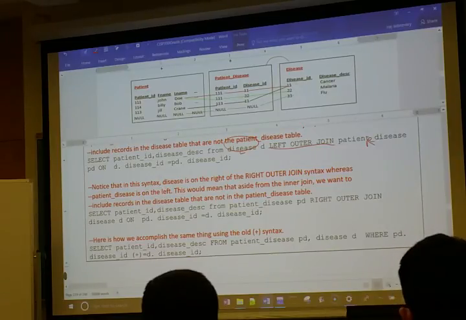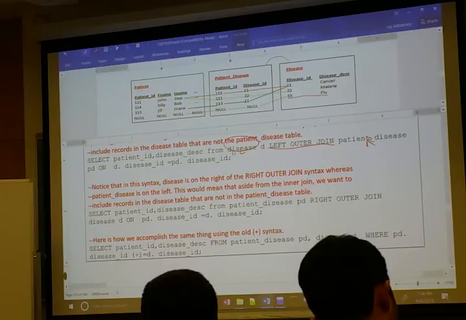And then this 3, 3 though, we don't actually find a match. But then, because we have the emphasis on the disease, it says, you know what, we'd like you to go ahead and include everything from the left-hand side, which means include everything from the disease table. So the 3, 3 will be included.